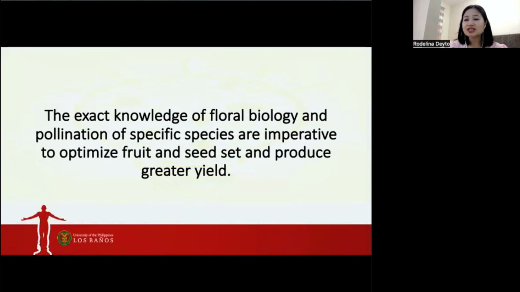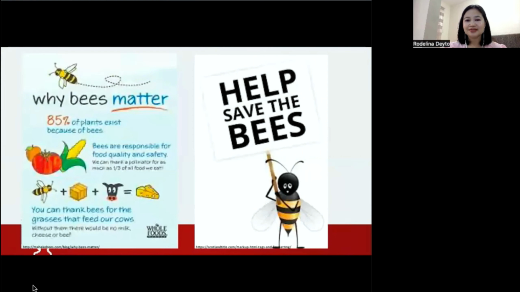Okay, so the exact knowledge of floral biology and pollination of specific species are imperative to optimize fruit and seed set and produce greater yield. Okay, so let's help save the bees because bees matter.